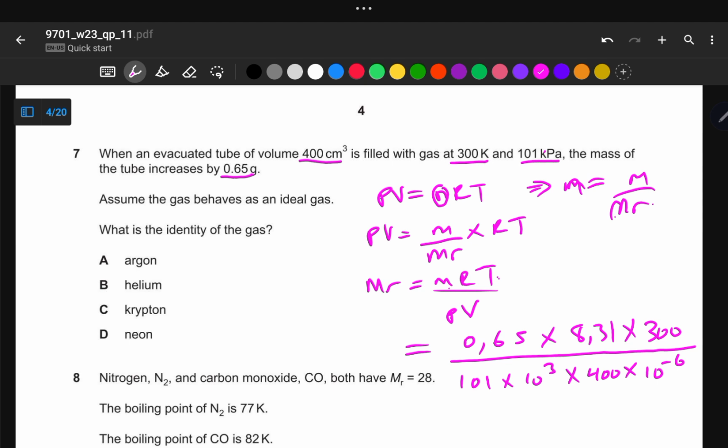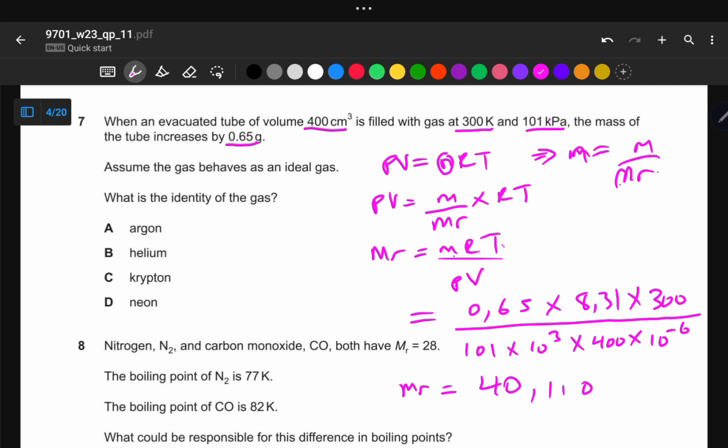So we're going to punch this straight into our calculator. So it's 0.65 multiplied by 8.31 multiplied by 300, over 101 multiplied by 10 to the power 3, multiplied by 400 multiplied by 10 to the power negative 6. So we are going to have Mr being equal to 40.1, right? So Mr is approximately equal to 40. So we go straight to the periodic table where there is the Mr 40. So the element is Ar, the argon, right? So number 7 is equal to Ar.